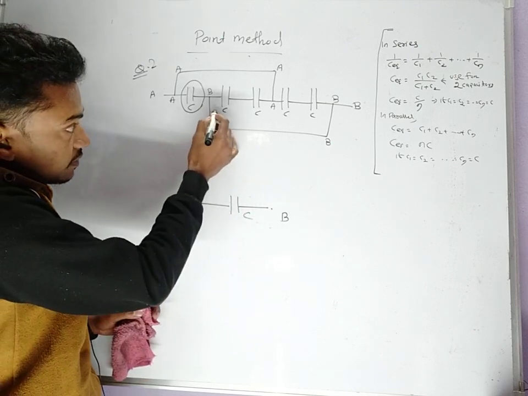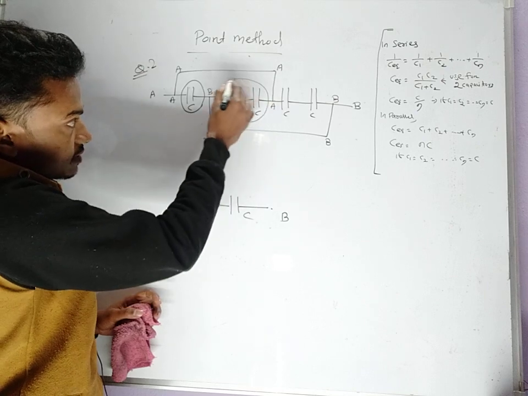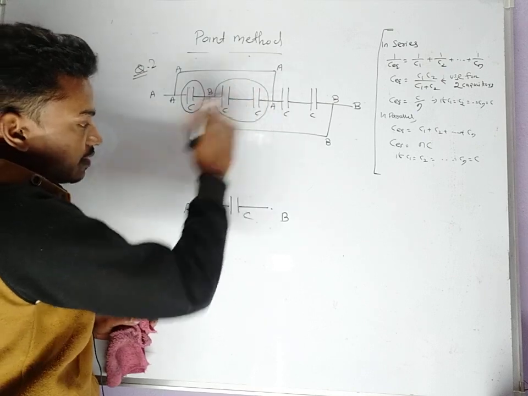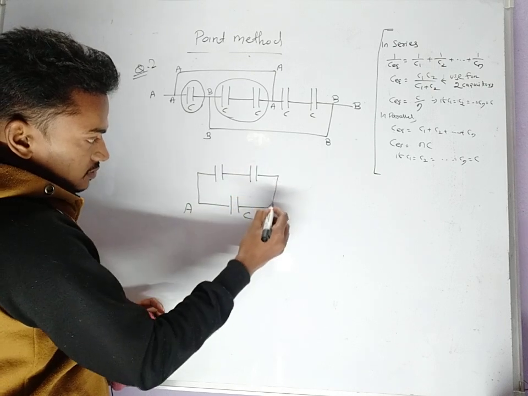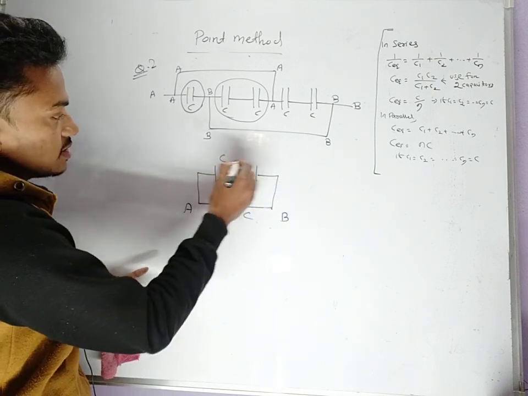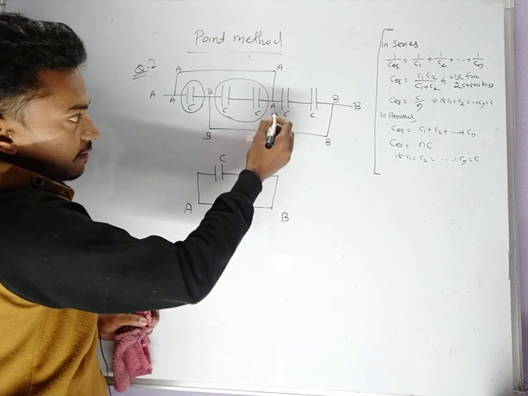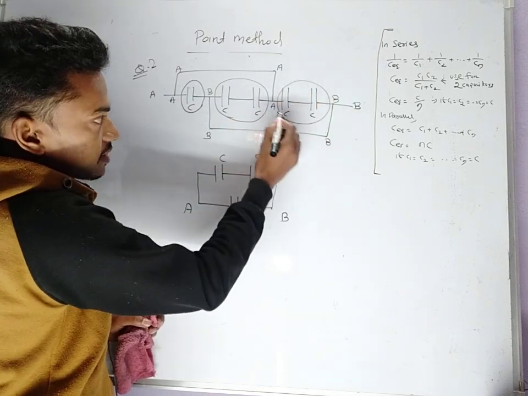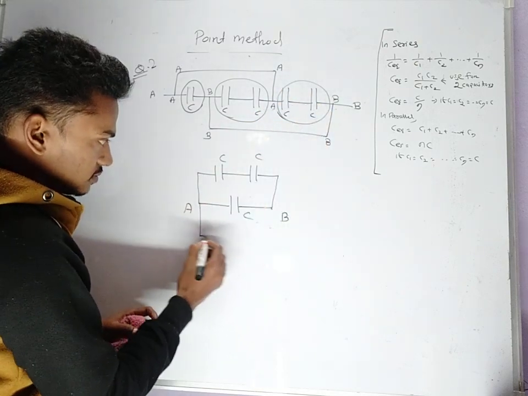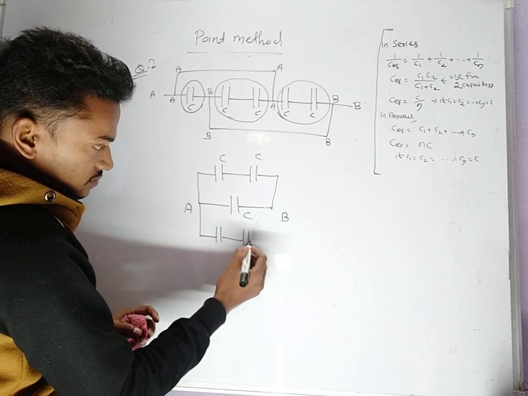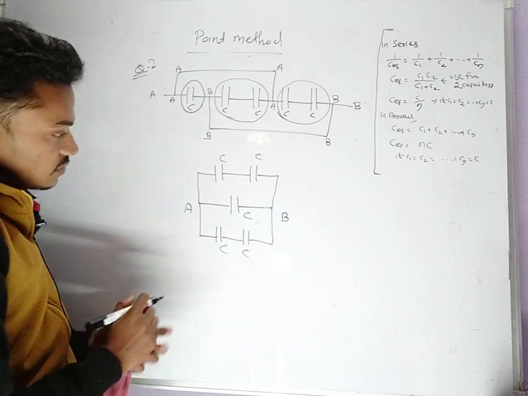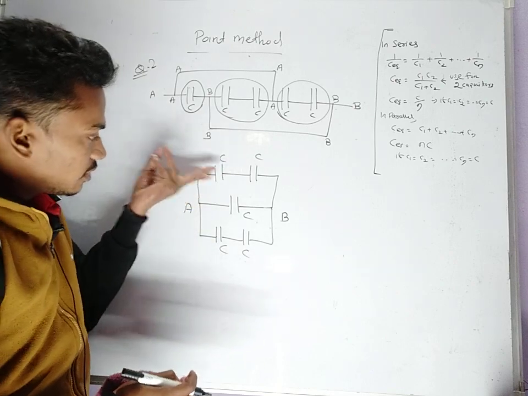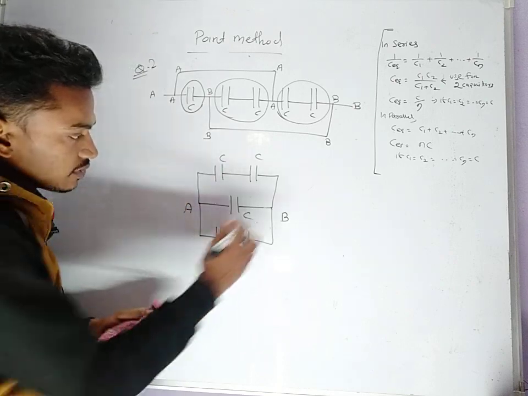Again, these two capacitors are connected between A and B. Again, these two capacitors are connected between A and B. Okay, so this will become an easier problem, so you can solve this.